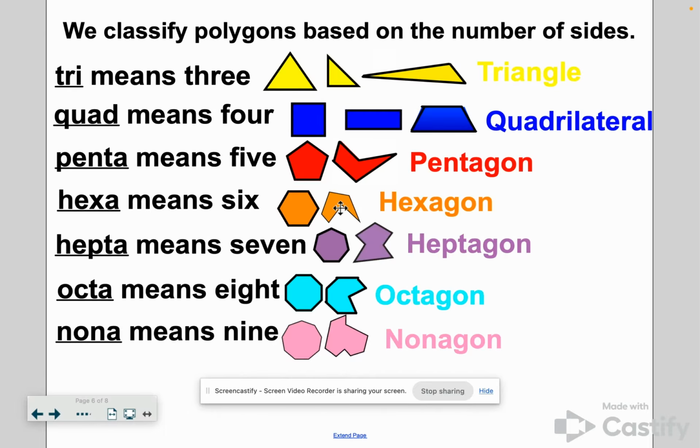This shape right next to it also has 6 sides, so it is still called a hexagon, but because those sides aren't even, you can see this side's pretty long, this side's really short, so they're all different lengths. Because they have different length sides, it's called an irregular hexagon, but it's still a hexagon.